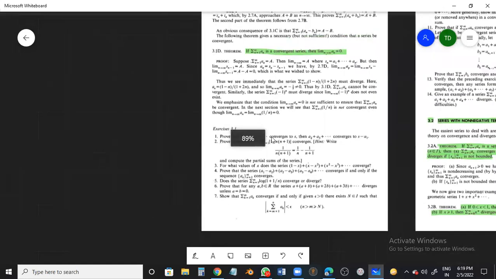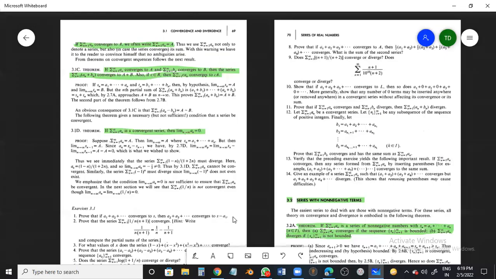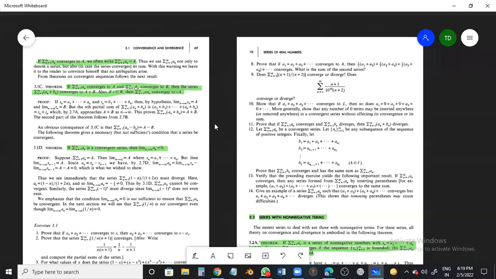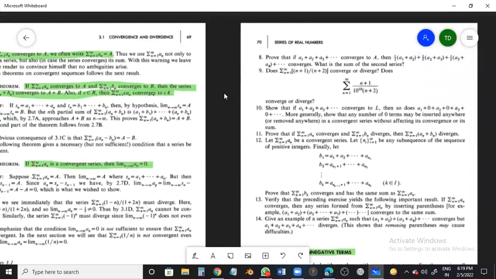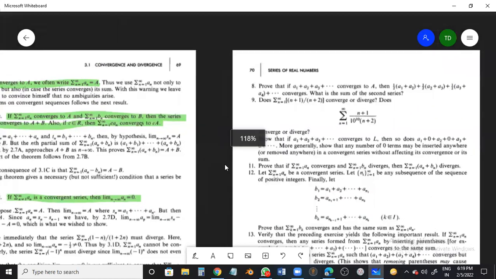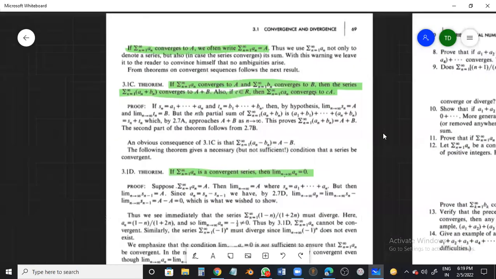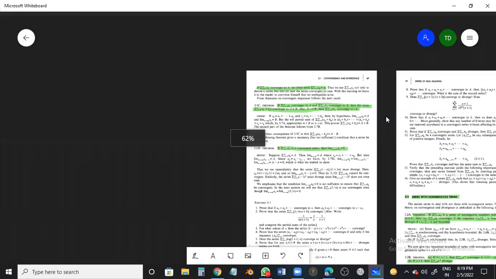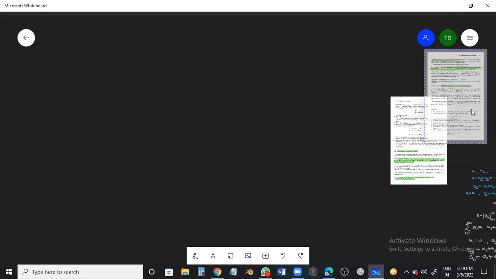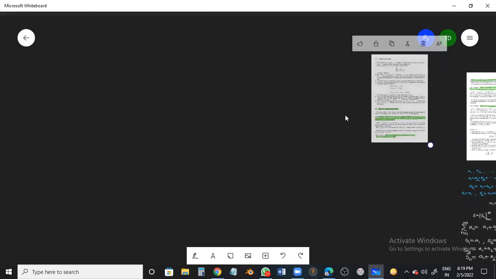Now, I would like to move to the next sheet then, this one. The question says, prove that if A1 plus A2 plus A3 plus and so on converges to capital A, then this kind of series also converges, and what is the sum of the second series? So let us go to this question, but before that let me just replace this. Hope all of you are here. Okay, I would like to replace like this.